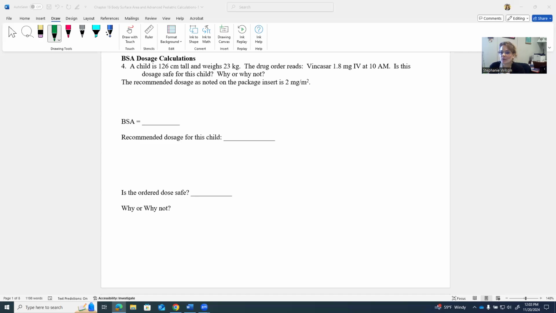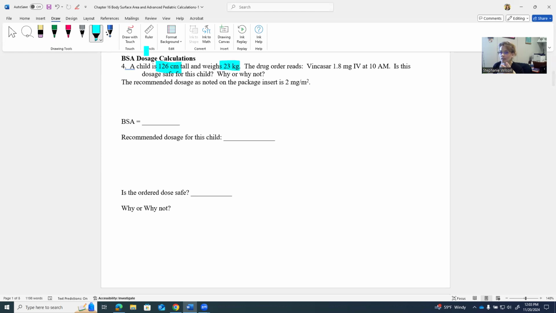In this example, we're going to calculate the body surface area, and then we're going to determine what is recommended for the specific patient, and then we're going to see if the order is safe for them or not, and if not, why. So in this example, we have a patient here that is 126 centimeters and weighs 23 kilograms.